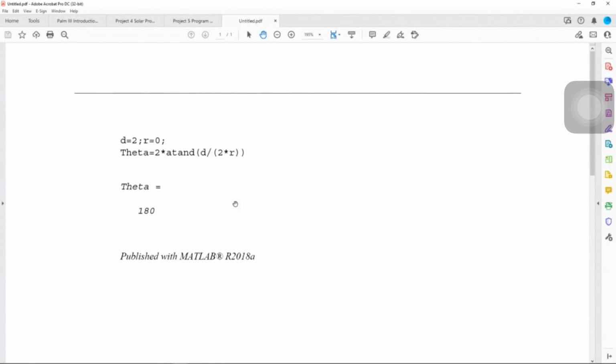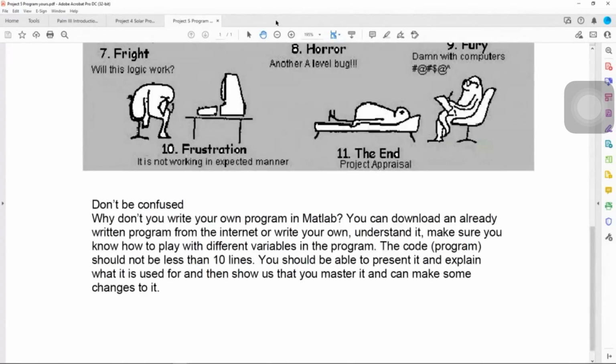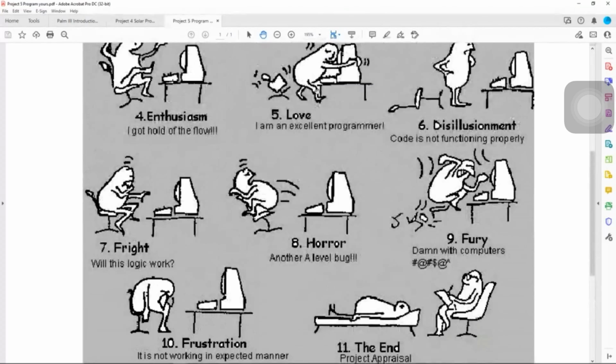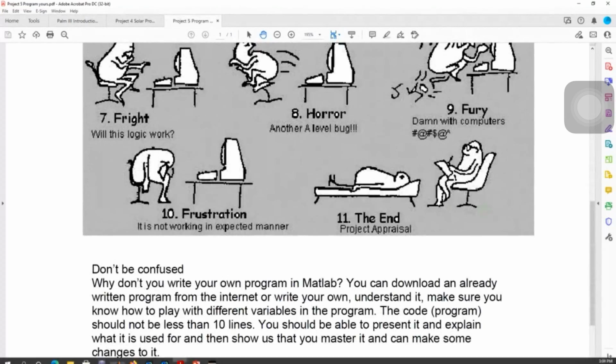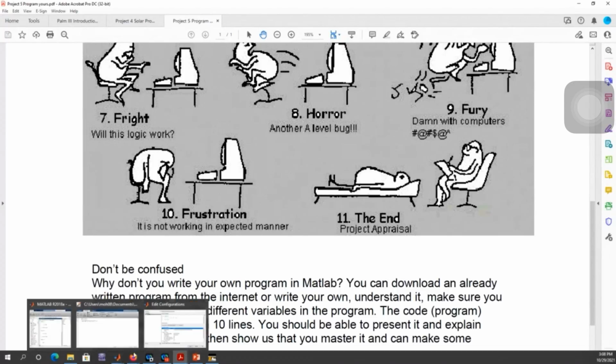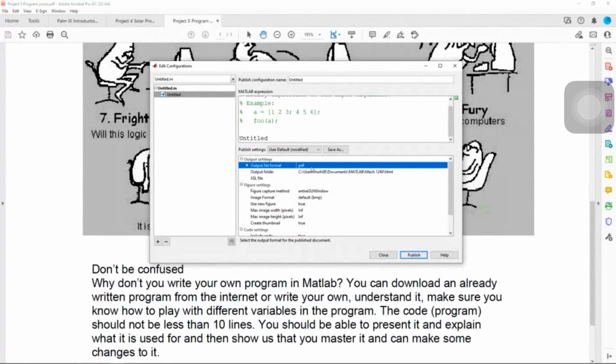Okay, this is your PDF, right? This is your published version of it in PDF format. Of course, you have to have Adobe Reader or something to read PDF files, right? But you could have also published it as a document file. Yes, as a document file. So in this case, instead of PDF, I could say doc. The problem with the document is that some of you don't have Microsoft Office or something.